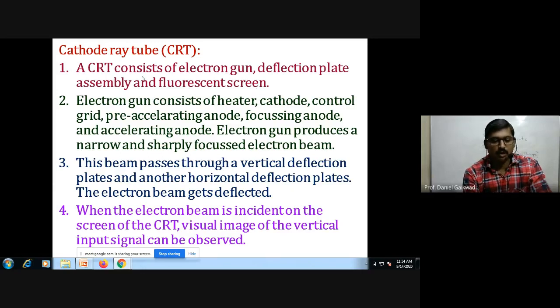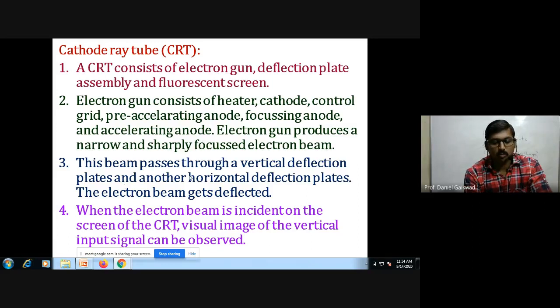So already we have learned these topics. The electron gun consists of the heater, cathode, control grid, pre-accelerating anode, focusing anode, and accelerating anode. The electron gun produces a narrow and sharply focused electron beam, which we already learned in the focusing system of the electron beam with the help of the focusing anode and accelerating anodes. So already we have learned in the previous topic.